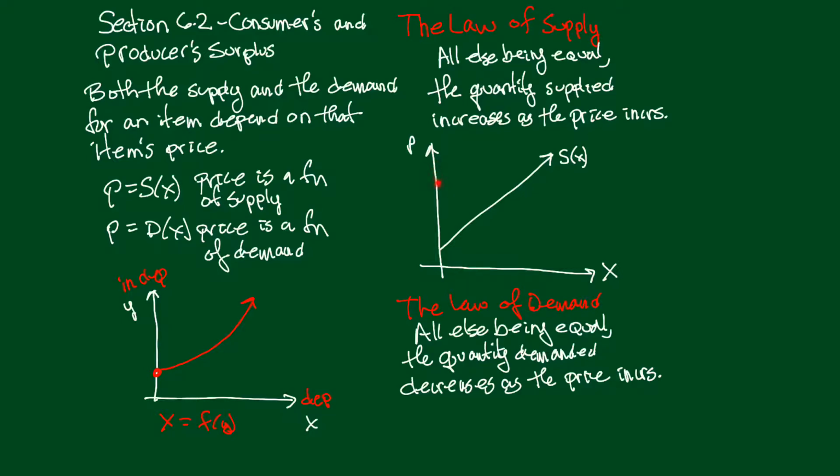But as the price goes down, more people would consider buying that product, so the demand goes up. So in this case, the graph looks like this. High price, low demand. As price goes down, demand goes up. So that is a demand curve.